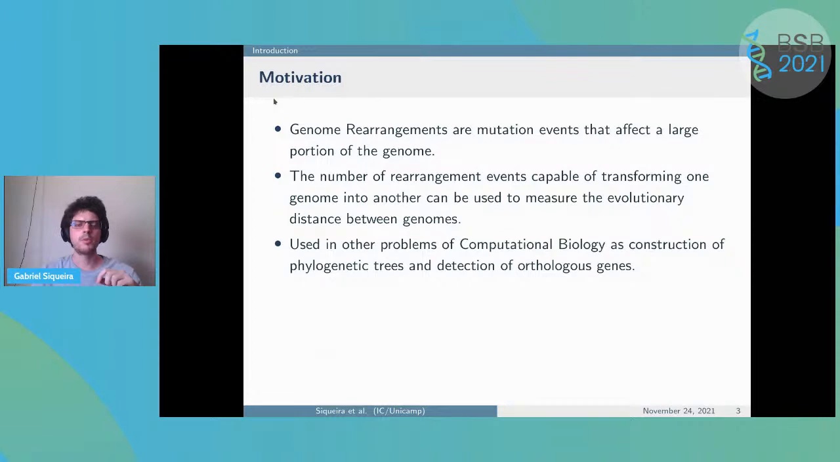The main use of the problem I'm going to talk about today is on genome rearrangement problems. Genome rearrangement is a mutation that affects a large portion of the genome. The number of rearrangements capable of transforming one genome to another is a way of measuring the evolutionary distance between genomes. Such measure of evolutionary distance can be used in many problems of computational biology, as the construction of phylogenetic trees and the detection of orthologous genes.